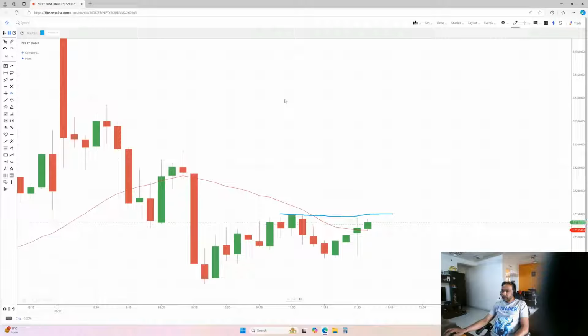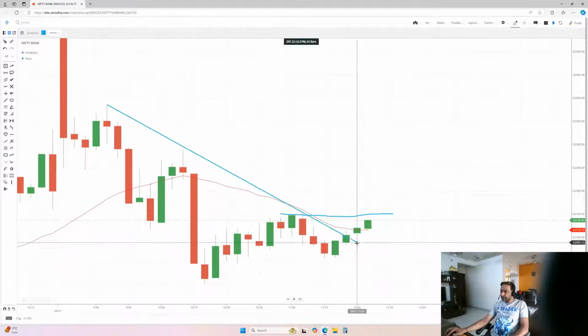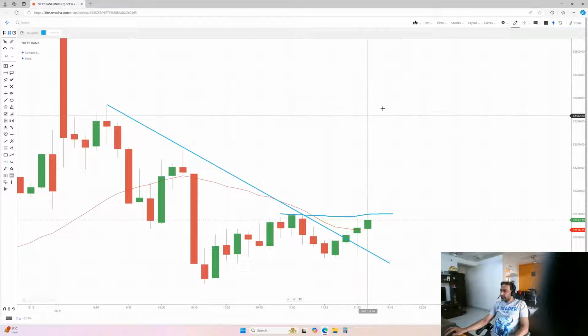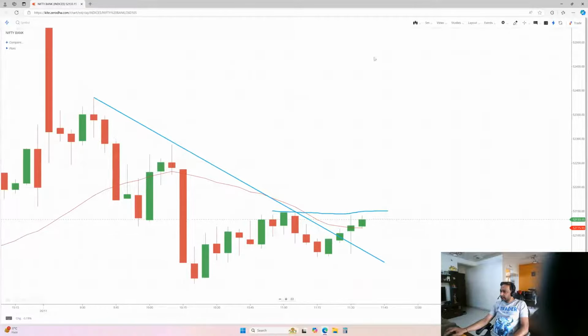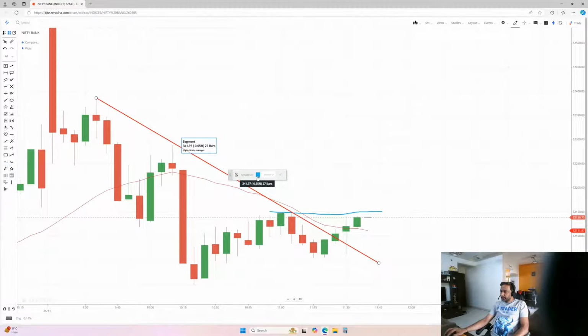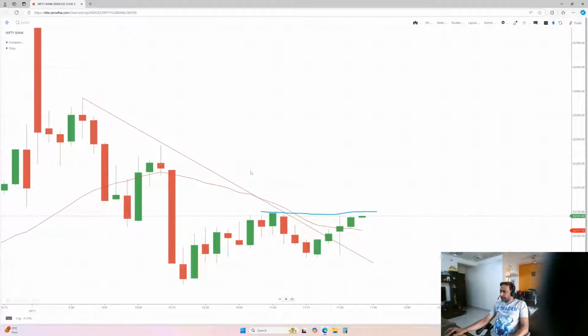If we need one more confirmation, we can mark one trend line as well. If you can see, these are the recent highs. We can connect these recent highs, then this is the trend line. So let's see if this trend line is respected.